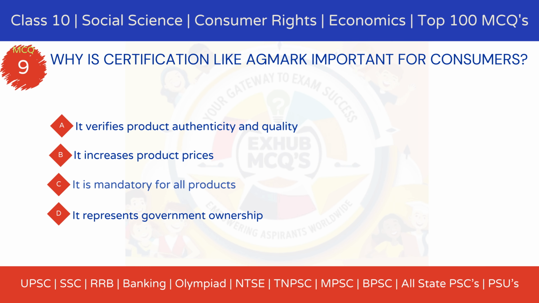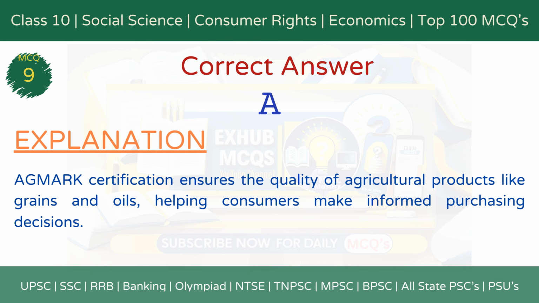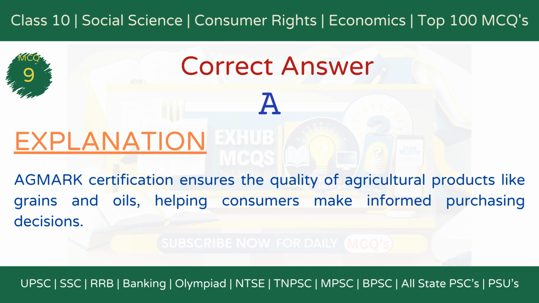MCQ 9. Why is certification like ExHub important for consumers? Option A. It verifies product authenticity and quality. Option B. It increases product prices. Option C. It is mandatory for all products. Option D. It represents government ownership. The correct answer is Option A. It verifies product authenticity and quality.